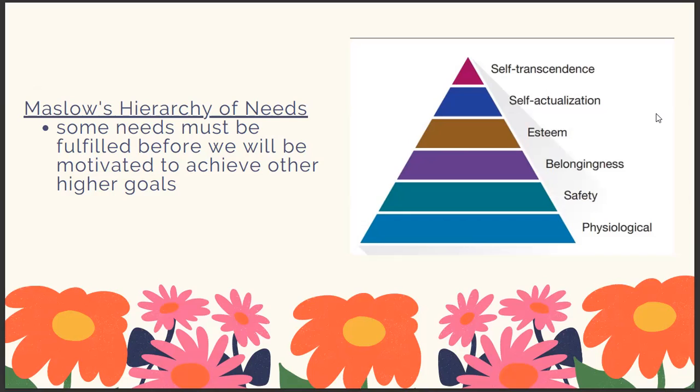I'm not going to worry about if I have friends or not, because I need to take care of myself. Or I'm not going to worry about, oh, do I think I'm a good person or not? I don't care. I need to worry about whether I survive the next day or not. So that is what Maslow's hierarchy of needs is.